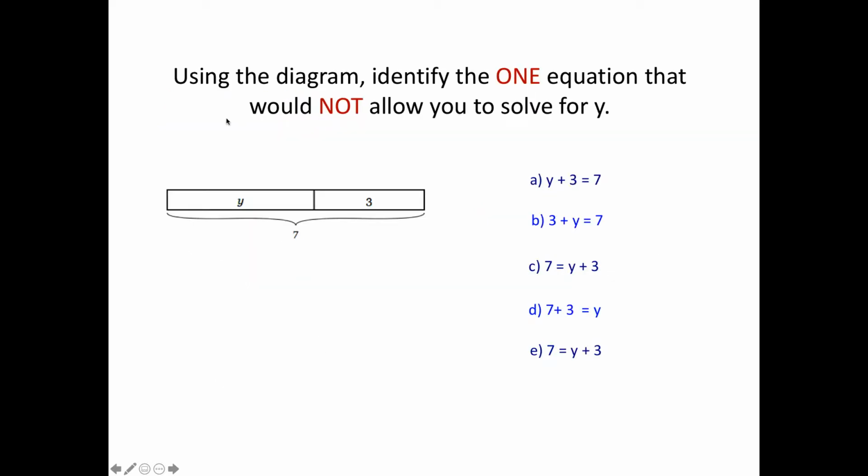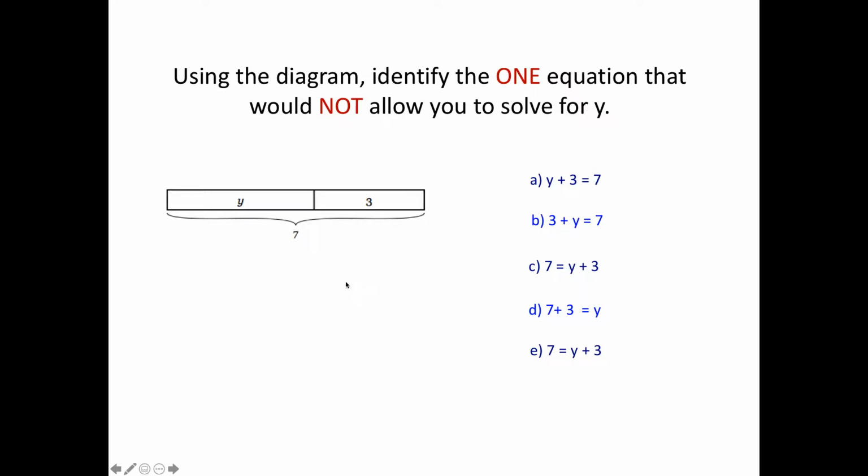Okay, let's look at the next one. It says, using the diagram, identify the one equation that would not allow you to solve for y. So we have 5 different equations here. Why don't you pause your computer, look at the information, look at the diagram here, and figure out which equation doesn't work.